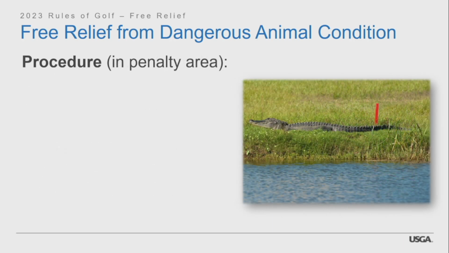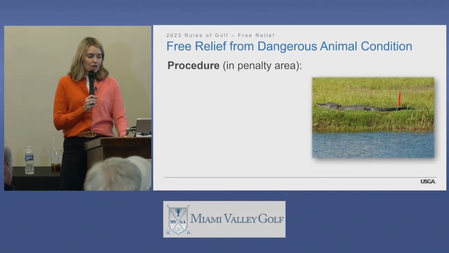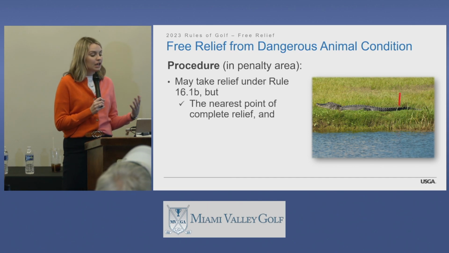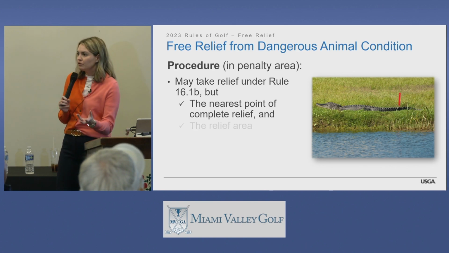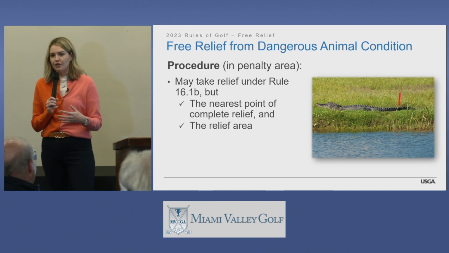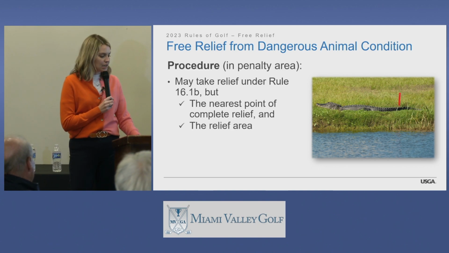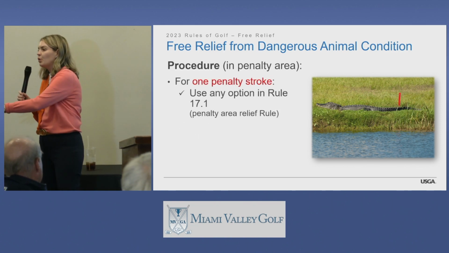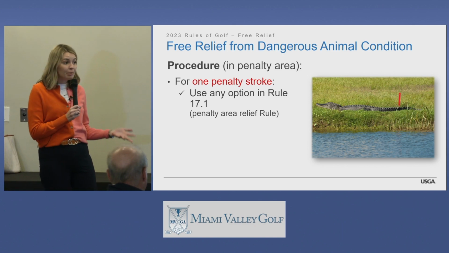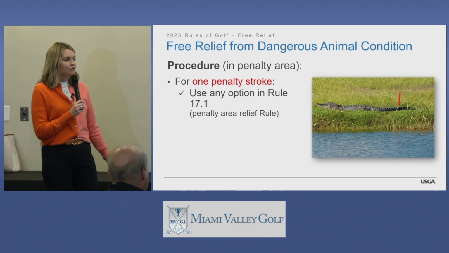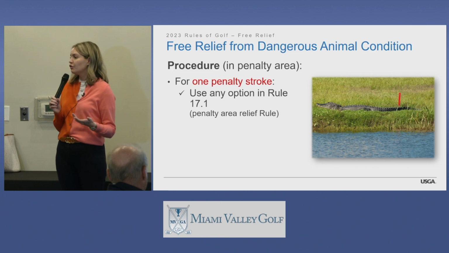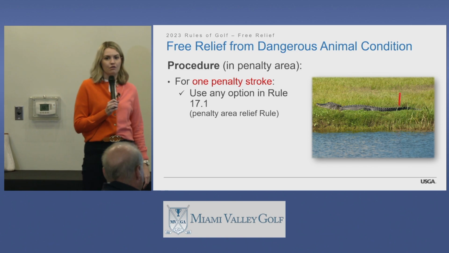The penalty area, this is where we have to detail how do we take relief. For free relief, the player is going to have to stay in that penalty area. Nearest point of complete relief, that entire 1 club length relief area is all limited to that penalty area. But if the player doesn't like where that spot takes them, perhaps it's not even playable, they've got the option to take relief from the penalty area for that 1 penalty stroke. So they're not bound to take free relief. It's just an option that's there for the player.